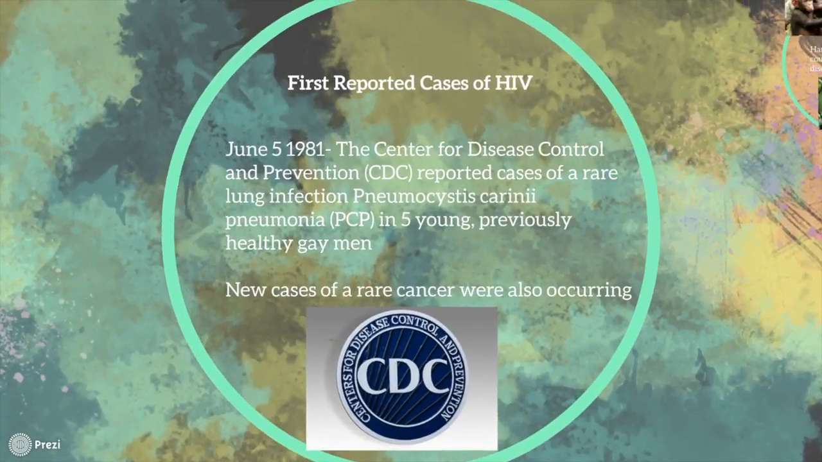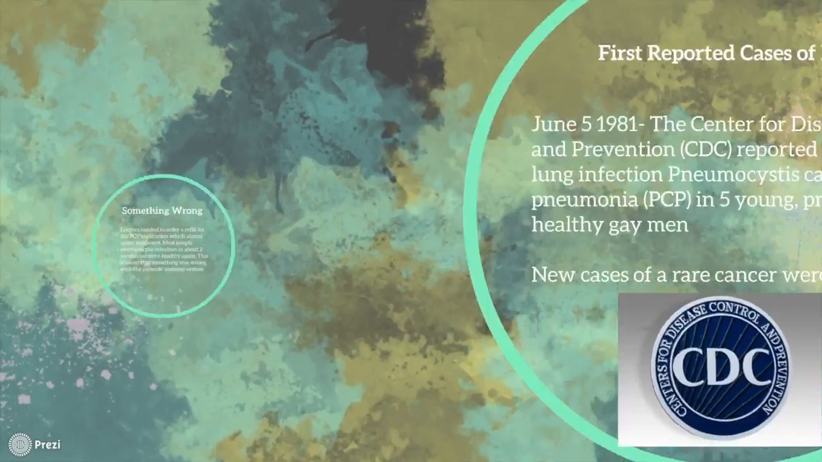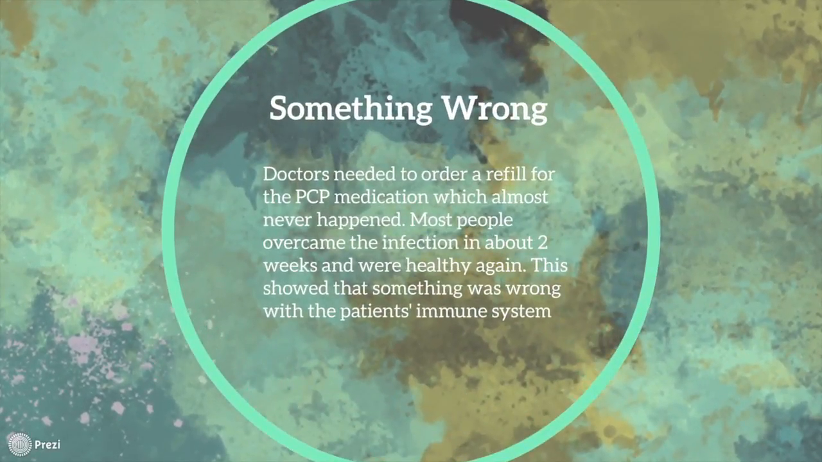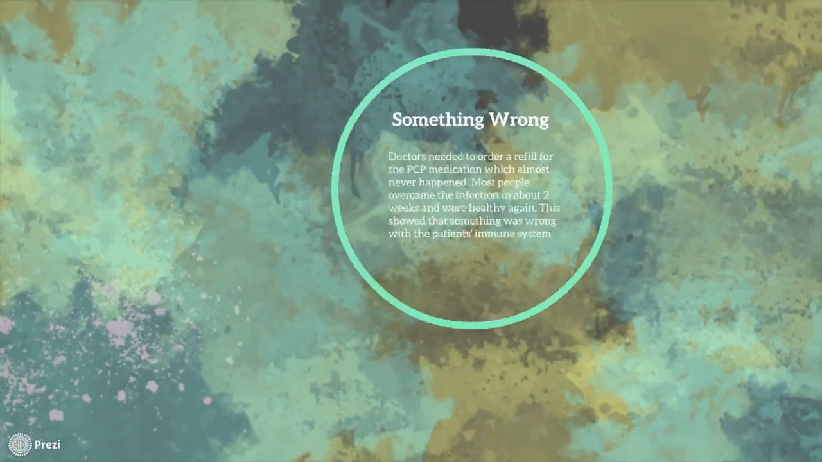June 5, 1981 was the first reported case of HIV. The Center for Disease Control and Prevention reported cases of a rare lung infection in 5 young, previously healthy gay men. There were also new cases of a rare cancer. Doctors needed to order a refill for the medication, which almost never happened. Most people overcame the infection in about 2 weeks and were healthy again. This showed that something was wrong with the patient's immune system.